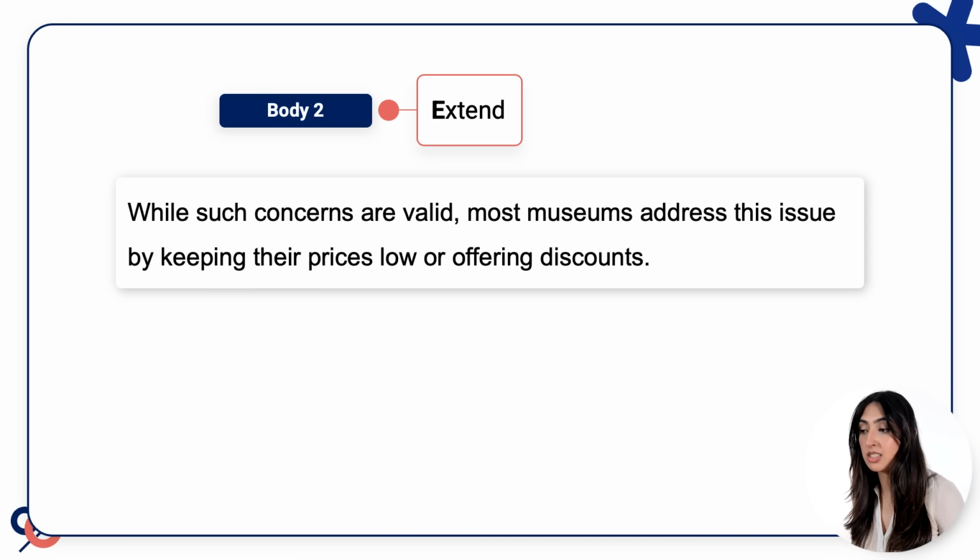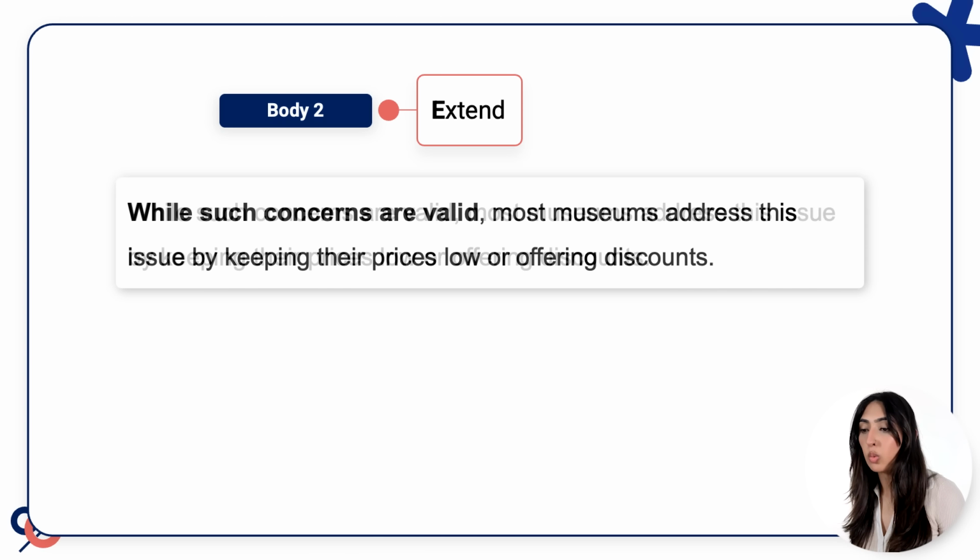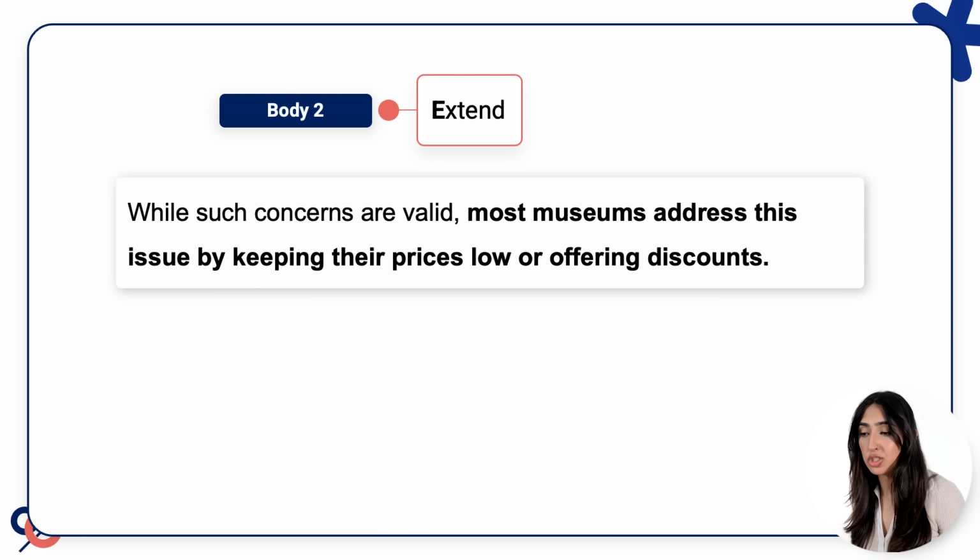This is the final sentence of our second body paragraph. Let's investigate it a bit further. Here, we are acknowledging the paragraph's argument, the disadvantages, when we say, while such concerns are valid. However, you'll notice that this part of the sentence gives depth to the argument. Most museums address this issue by keeping their prices low or offering discounts. Additional information is offered in this part. This also creates further cohesion as it will gently lead into the conclusion where we're about to give our opinion.